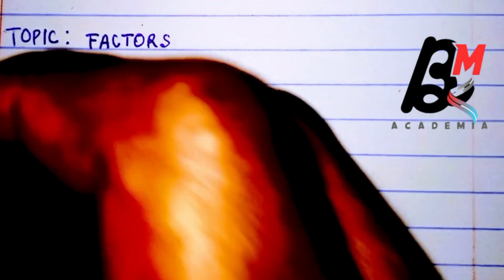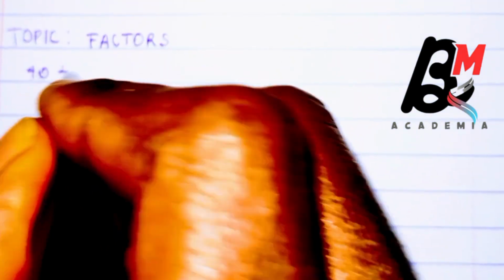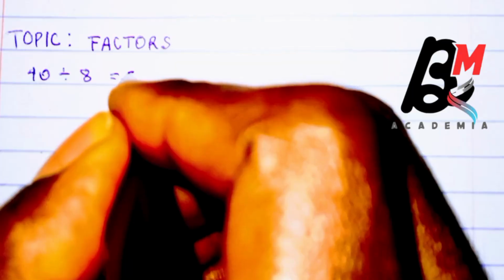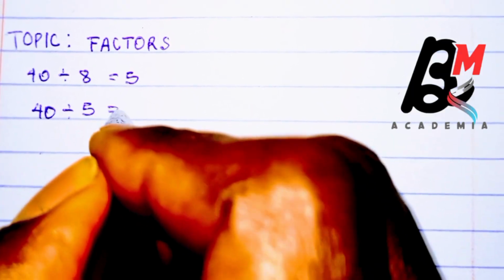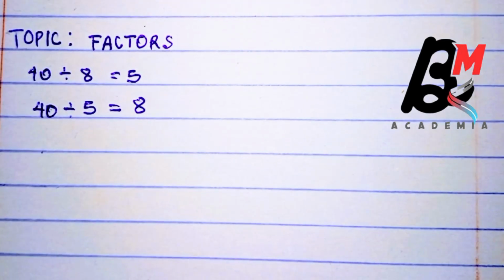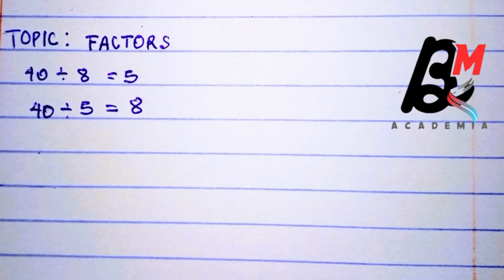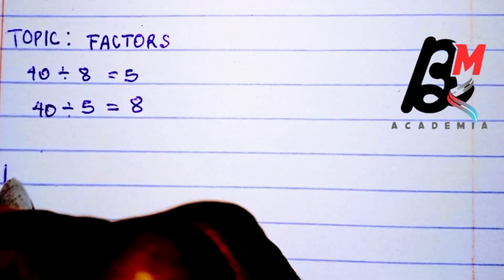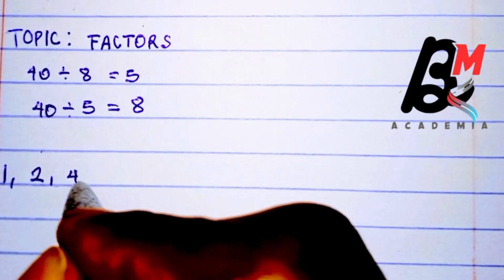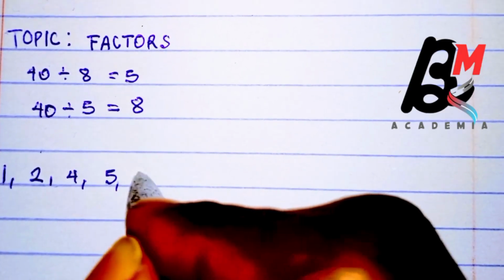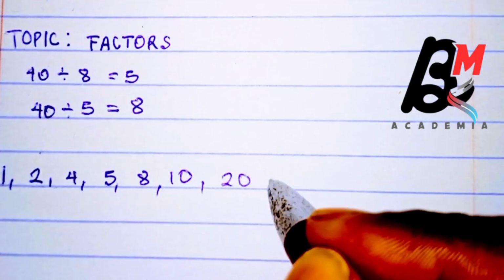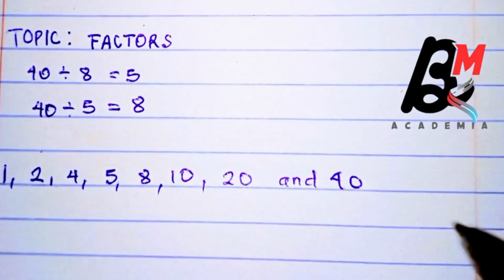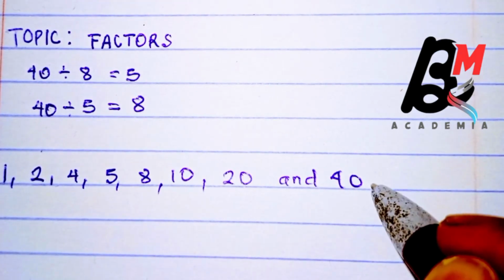For example, 40 divided by 8 is equal to 5, and 40 divided by 5 is equal to 8. So we can say that 8 and 5 are factors of 40. So the numbers 1, 2, 4, 5, 8, 10, 20, and 40 are all factors of 40.